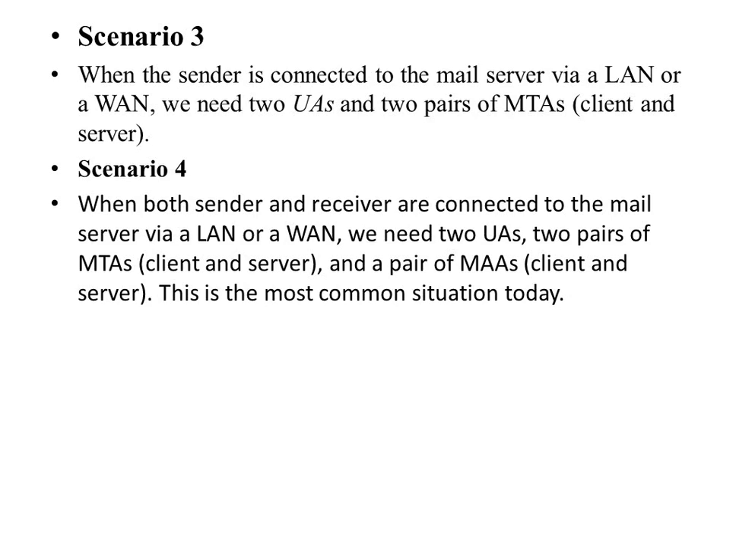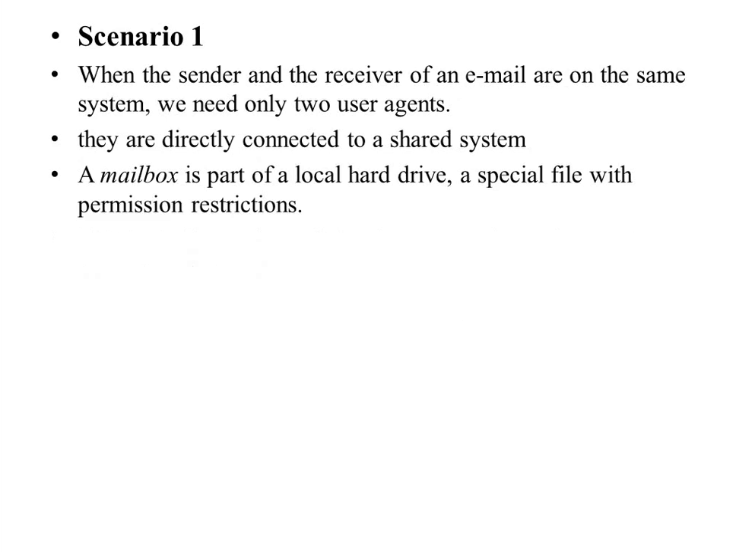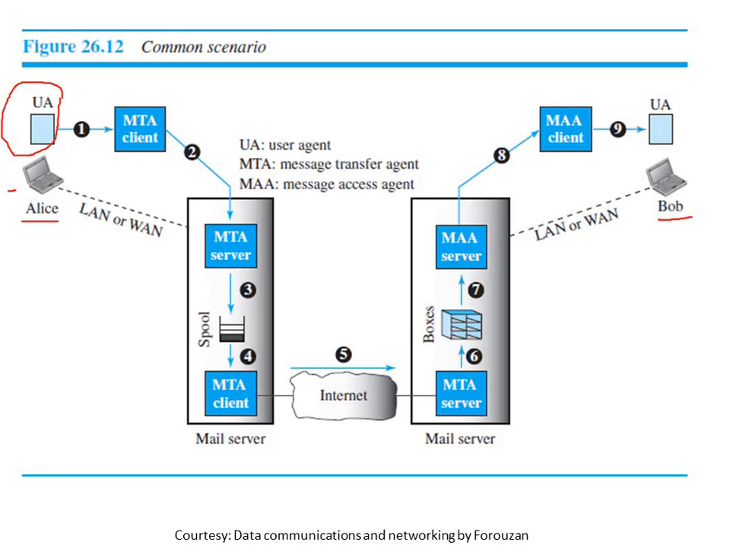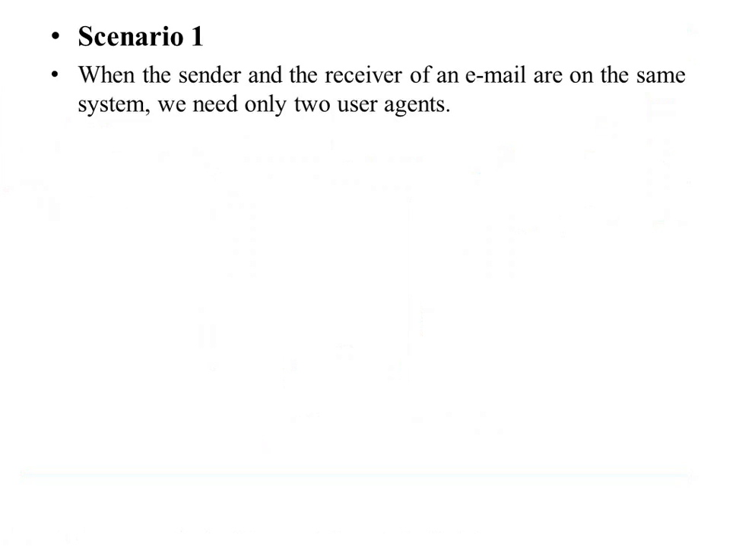This is what we have seen as a common scenario in a previous lecture. You can see here, this is what exactly we had discussed about scenario 4. Here you can see that 2 servers are there, 2 MTA pairs are there, 1 MAA pair is there and 2 UAs are there, right? So this is a generalized common scenario, and nowadays it is utilized where you will be trying to communicate with each other.